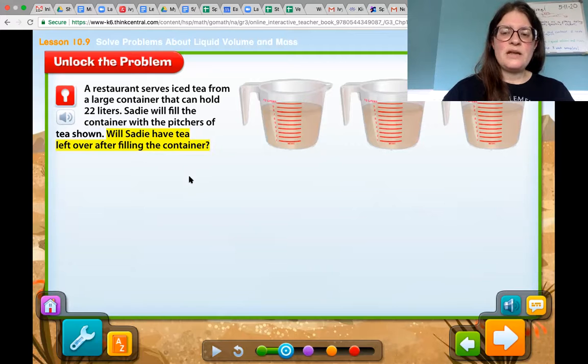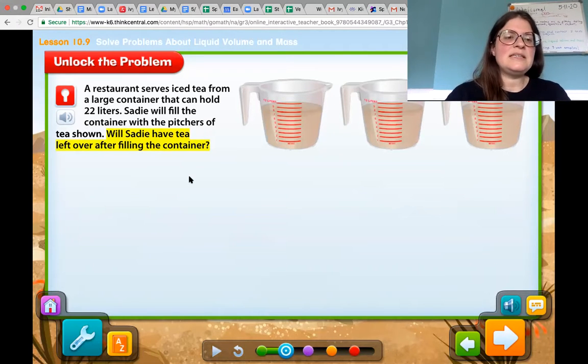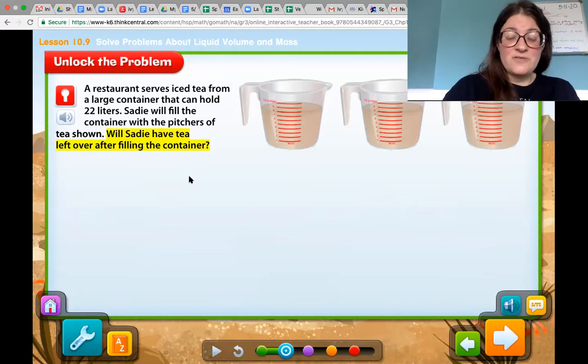So when I'm reading a math question, especially a complicated story problem like this, I need to reread it again to really get that information in. So I'm going to read it again, and this time I'm going to pay attention to key words to help me solve the problem. A restaurant serves iced tea from a large container that can hold 22 liters.